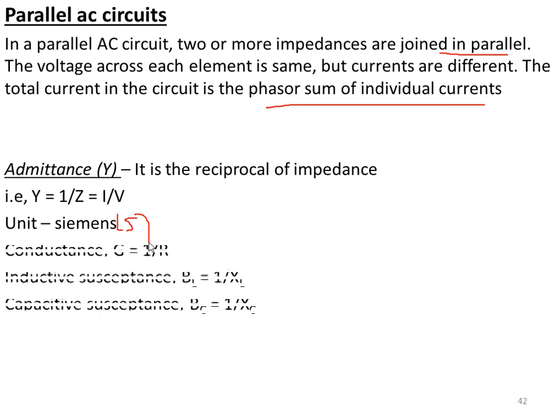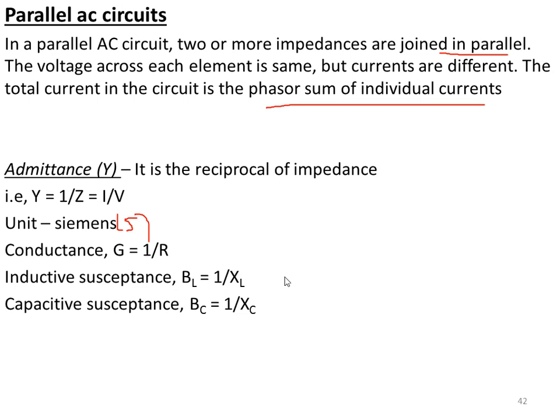Now, next one is conductance. Conductance is G. G is equal to 1 by R. Then next definition is inductive susceptance. Inductive susceptance is the inverse of inductive reactance. That is BL is equal to 1 by XL, where XL is inductive reactance and BL is inductive susceptance. So susceptance is inverse of reactance.